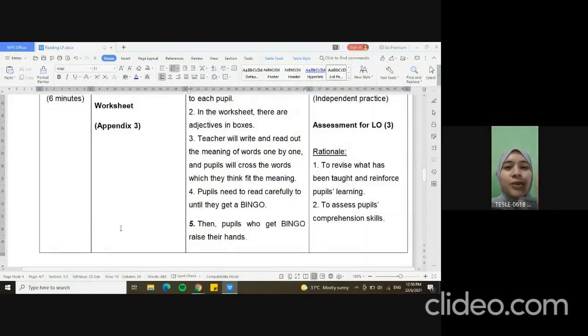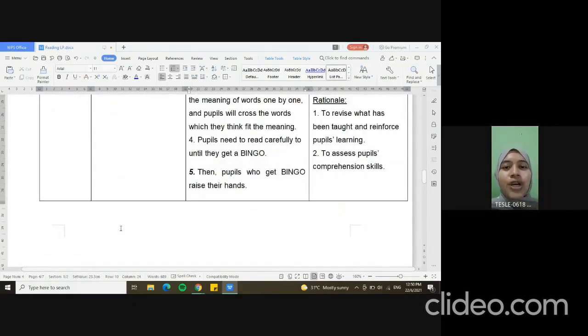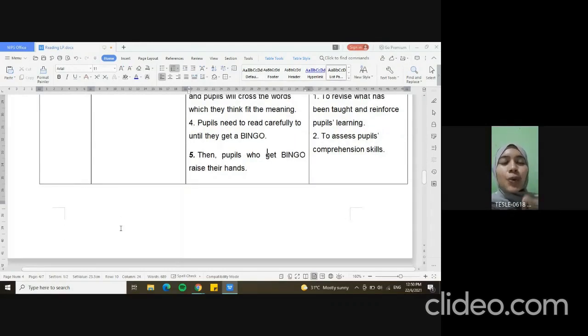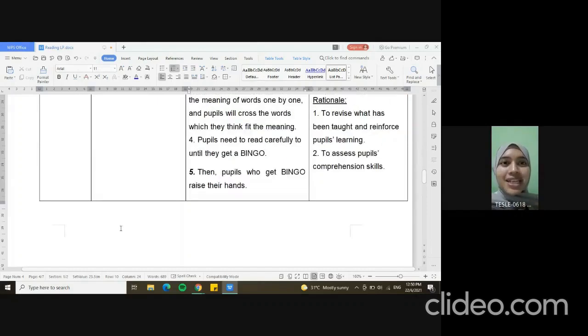Those who have managed to get the bingo will have to raise up their hand, showing that they already got the bingo. And this will instill the nature of competitive instinct in the pupils. The activity in the production stage will be really interesting for the pupils because they will have a competition among them.